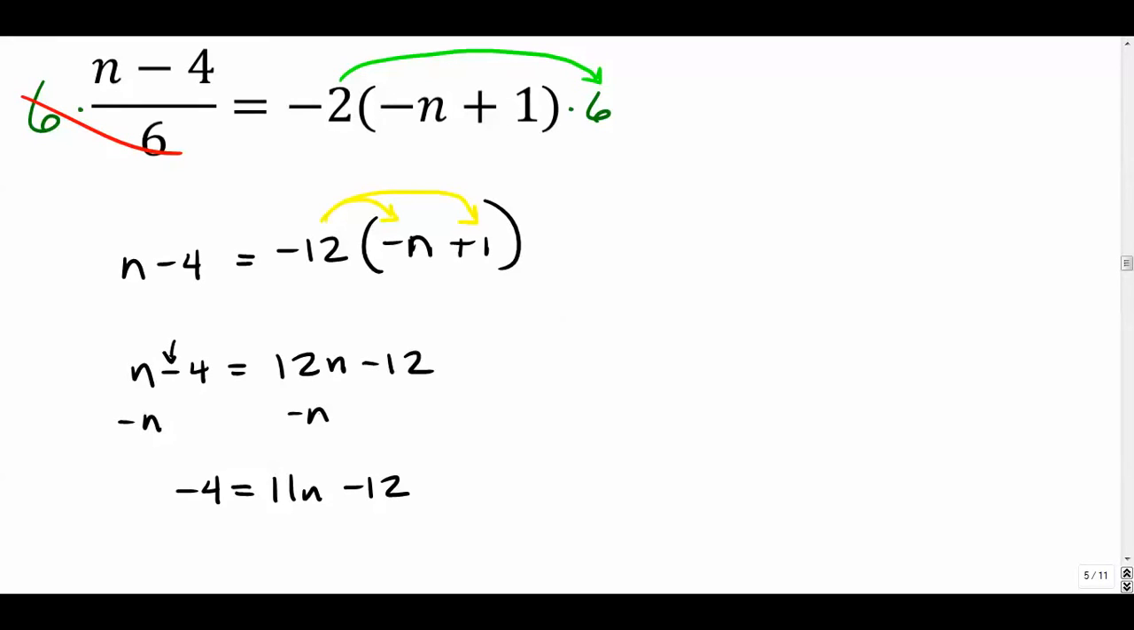Notice we can't forget about that -4 right there. It's a common mistake I see a lot. We're going to add 12 to both sides, leaving us with 8. I'll bring it up here. 8 is equal to 11n.